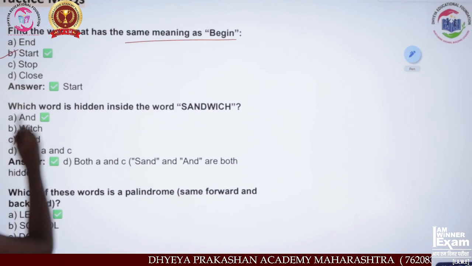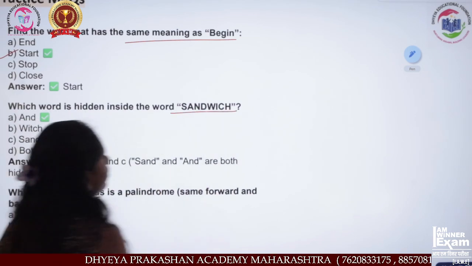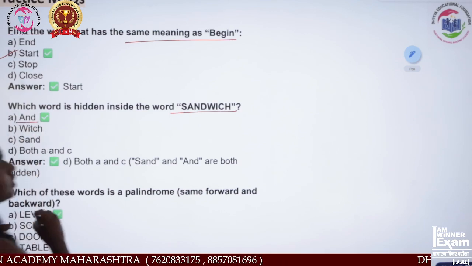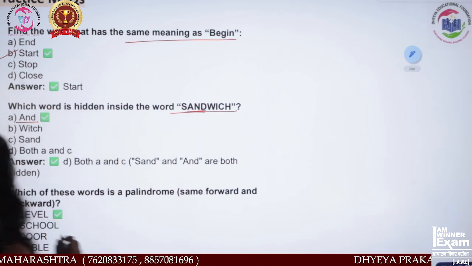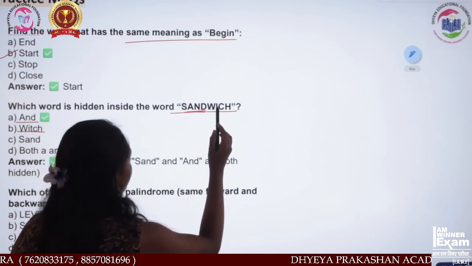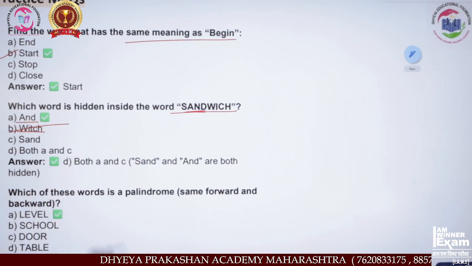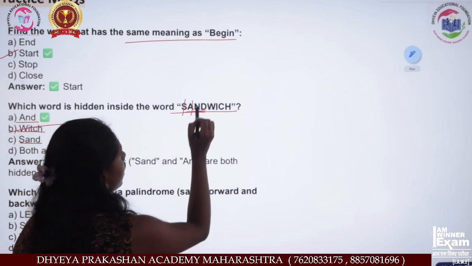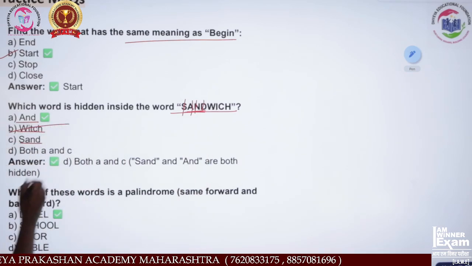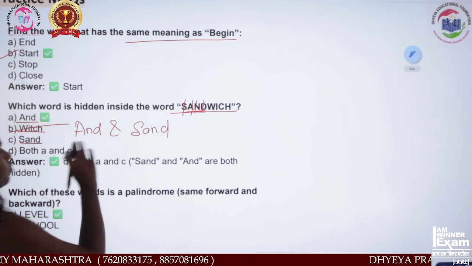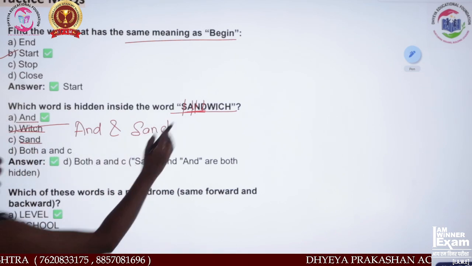Then which word is hidden inside the word sandwich? Now which word is hidden inside the word sandwich? So taking the first one, that is and. So here is the word and. Okay. Then W-I-T, T is not there in sandwich. So this is not a word which is in sandwich. Okay. Then sand. So S-A-N-D. Sand. Yes. Now both these words, that is and, sand, are in the word sandwich. Okay.